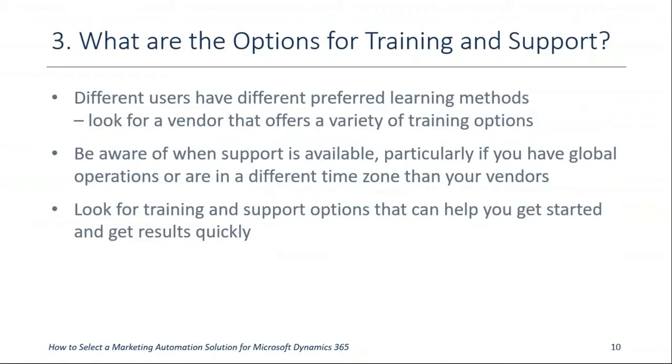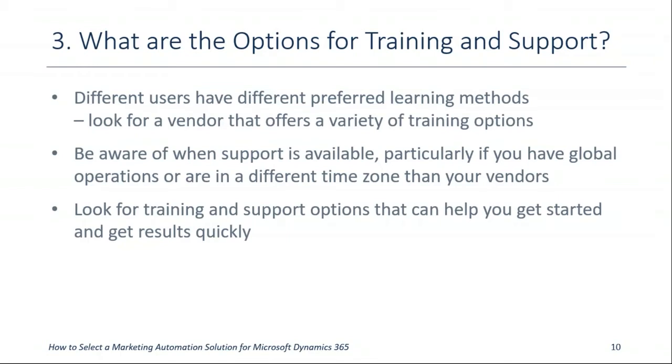Now, what are the options for training and support? So even the most user-friendly marketing automation systems will require training for new users to get up and running. So take a look at the training offered by the vendors you're considering. Since different users have different ways of learning and different schedules, look for a marketing automation vendor that offers a variety of training options, such as live webinars, recorded courses, help articles, and blog posts.